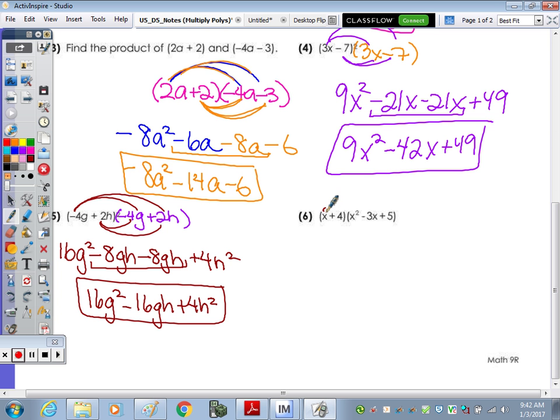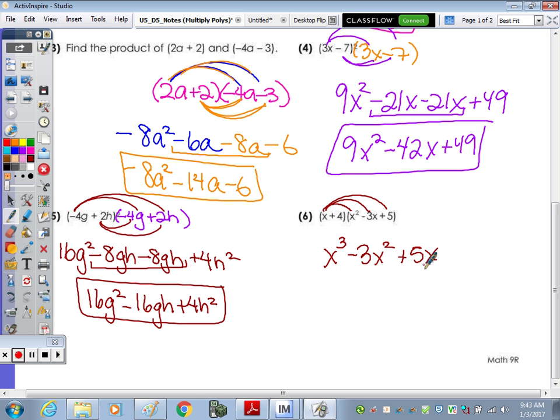So I'm going to distribute the x all the way through. And all that's going to do is add an x to every term. So x times x squared would be x cubed. x times negative 3x would be negative 3x squared. And then x times 5 is 5x.